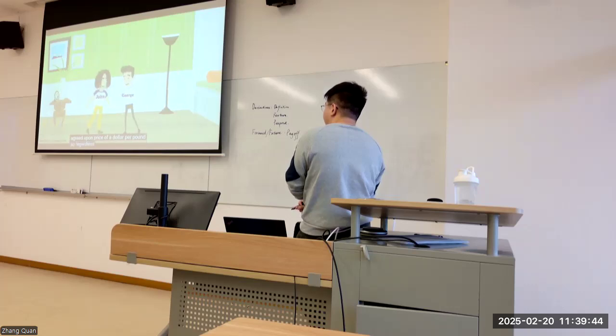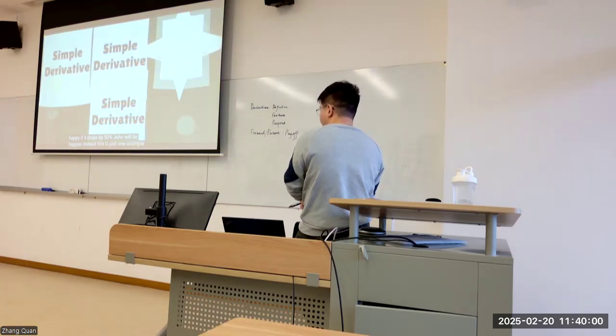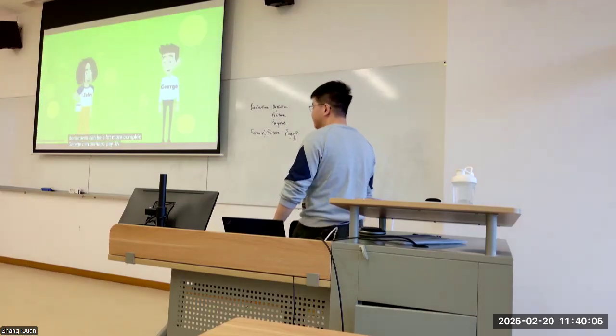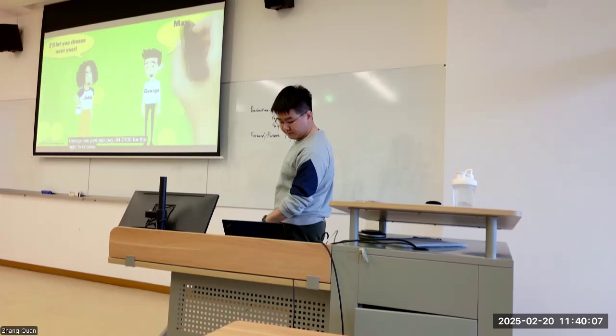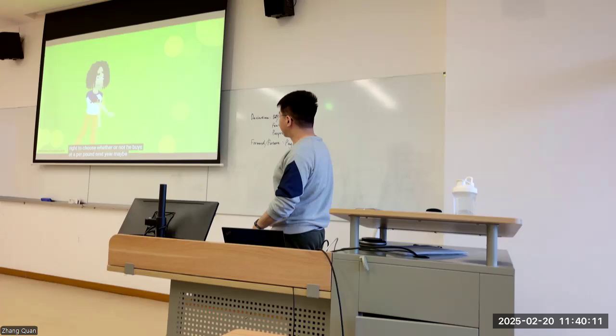So, regardless of what happens to the price of oranges, George promises John he'll buy at today's price of $1 per pound. If the price of oranges doubles next year, George will be very happy. If it drops by 50%, John will be happier instead. This is just one example. Derivatives can be a lot more complex. George can perhaps pay John $100 for the right to choose whether or not he wants to buy.